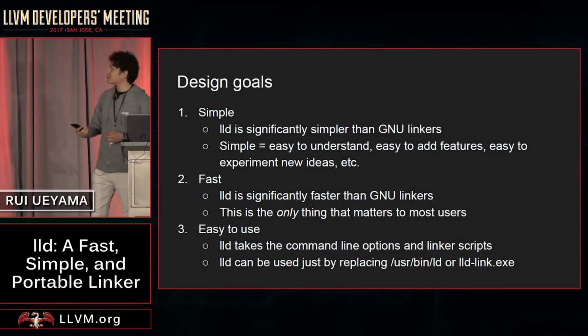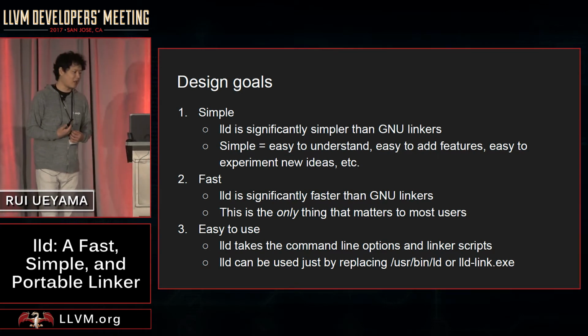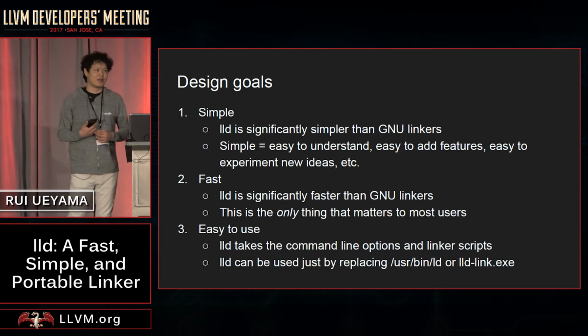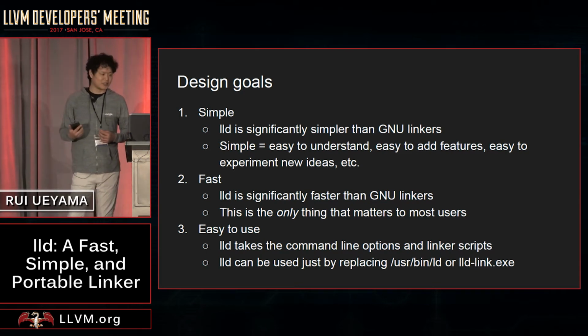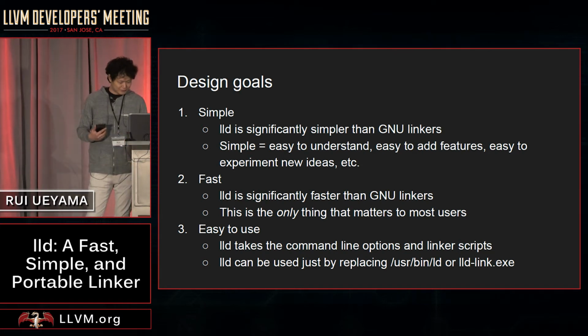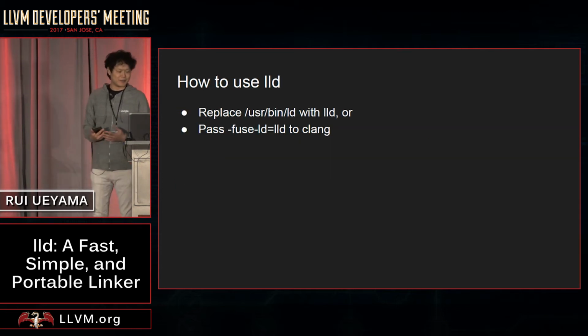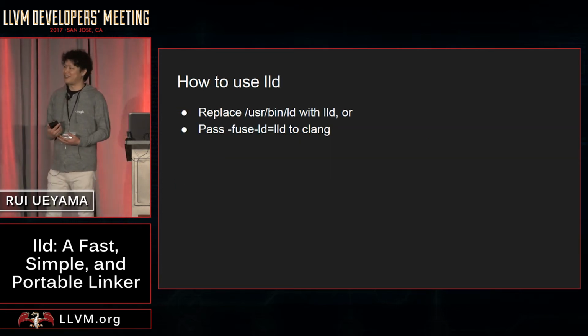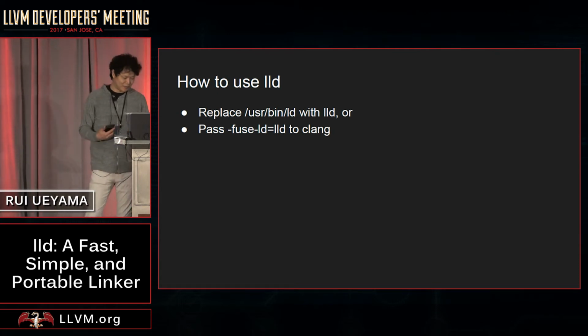And it also has to be easy to use, easy to switch. And actually, LLD for ELF takes the same command line arguments as GNU linkers do. So you can just replace the linker. And the same is true for COFF. So if you want to use LLD, then if you are brave enough, you can just replace the system linker with LLD. Or if you don't want to do that, then you can pass a parameter to Clang to use an alternative linker.